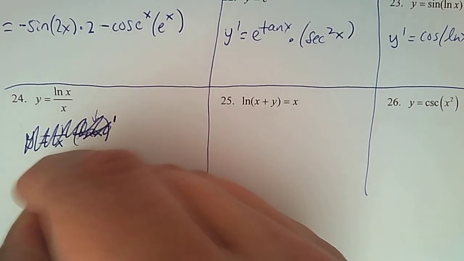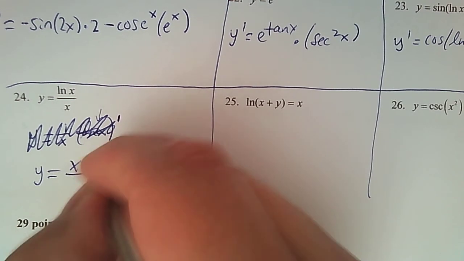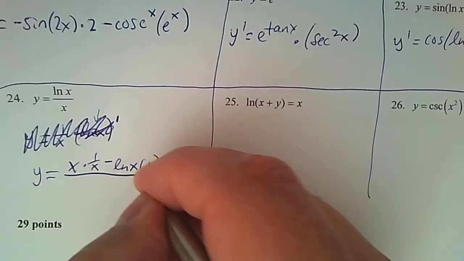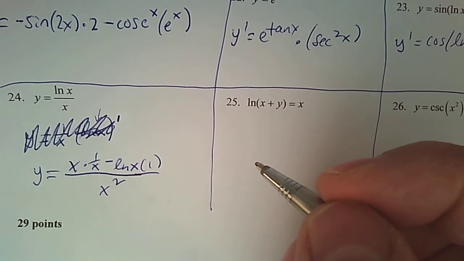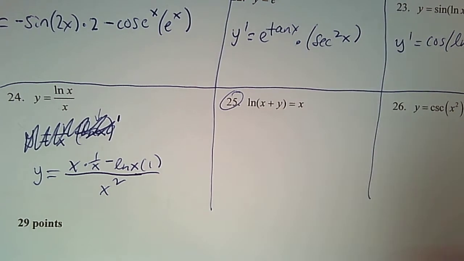So this is the quotient rule. Yay? Quotient rule, did you do it? That would be the bottom times the derivative of the top minus the top times the derivative of the bottom, and then the bottom squared. You did that, right? Done. My goodness, my brain sometimes. 25, 2 more.